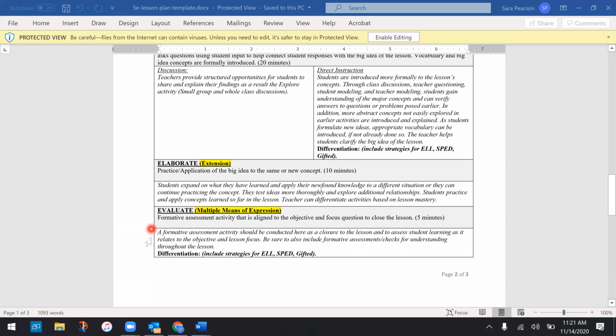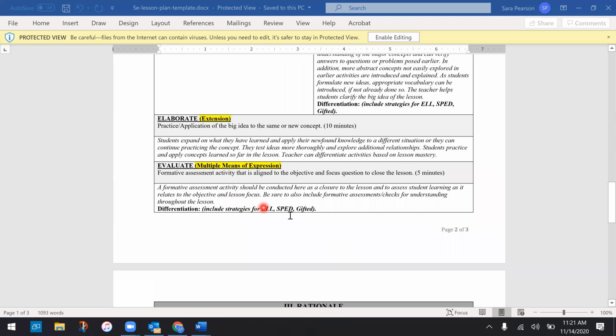And then evaluate: how are you going to make sure that students met that objective? So what's your assessment? If you just say a worksheet, that's not enough detail. I need to know what's going to be on the worksheet. I need to know they're going to be doing 10 multiplication problems, or you can say an exit ticket that has the problem 5 times 7 on it. So just be really specific there.